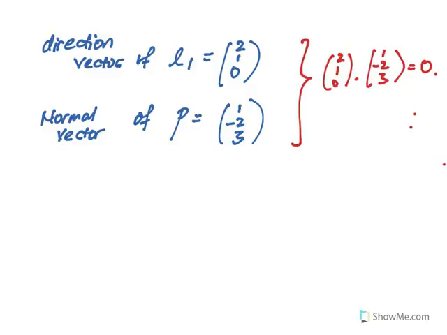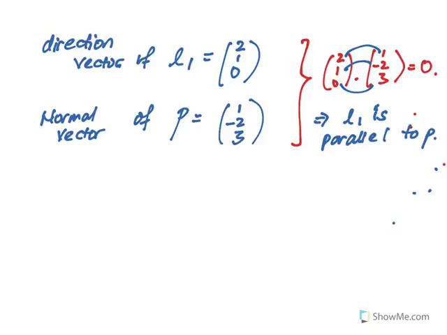So I realize this one actually gives you 0. How can I get 0? Quite easy. 2, 1, 2 dot 1, negative 2, 2, so it's just 0. So from here, we can say L1 is parallel to P. Is that okay? That's for part 1 now. Okay, after that, next one.